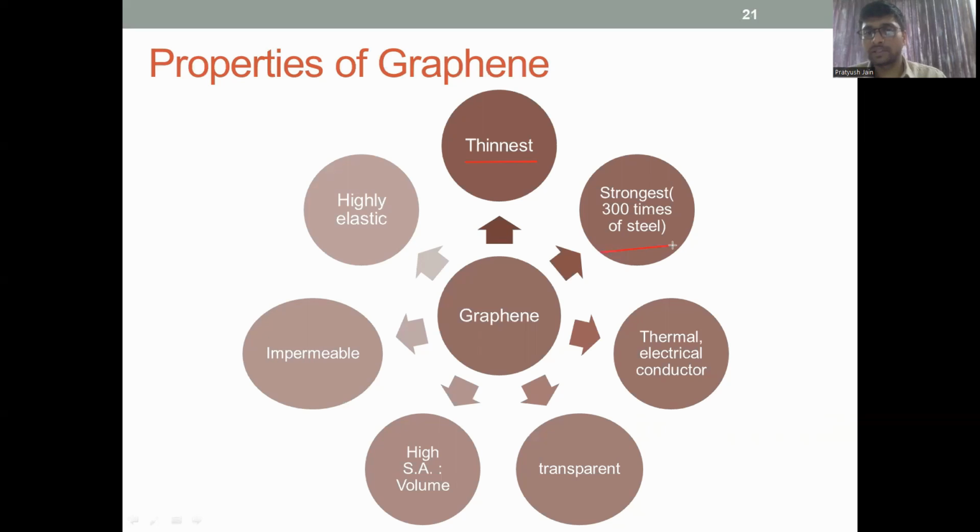It is also one of the strongest materials. It is 300 times stronger than steel. It is a very good thermal and electrical conductor. It is transparent in nature. It has a very high surface area to volume ratio because it is a nanomaterial. It is impermeable in nature. It does not allow any liquids to pass through it. It is also very elastic. Because of such diverse properties, graphene becomes very important.